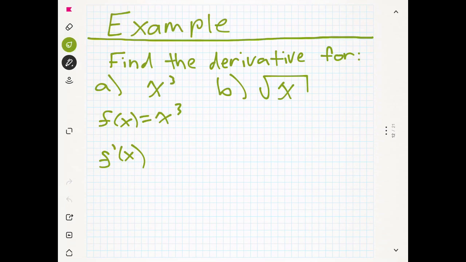So there's a 3 here. This 3 is going to come down right in front of the x, so 3x, and then we do 3 minus 1. Let's make a new line.